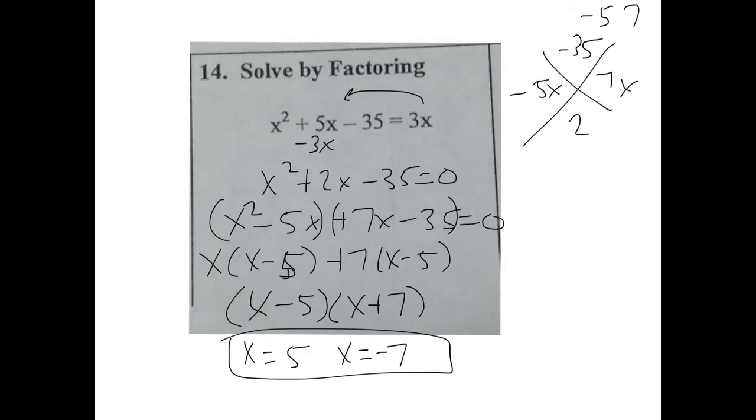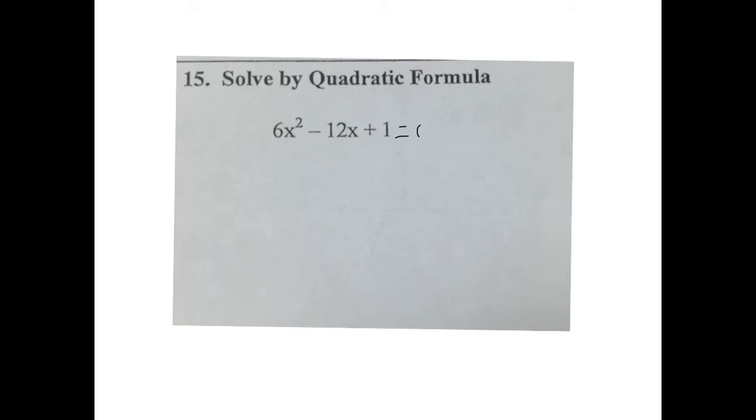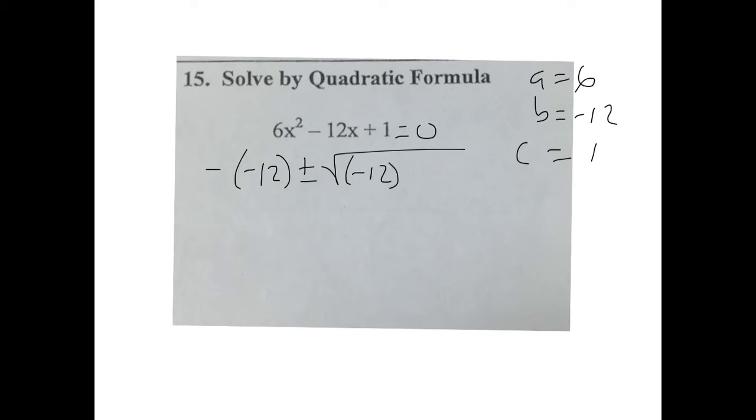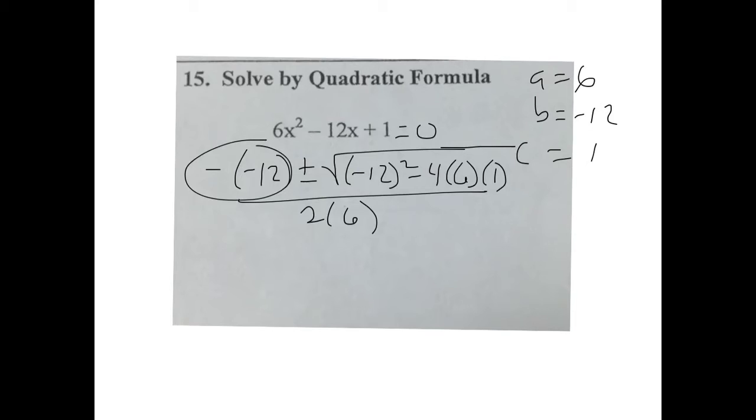Okay. It says use quadratic formula here, so I'm going to use quadratic formula. A is 6, B is negative 12, C is 1. So it's the opposite of my B, plus or minus the square root of negative 12 squared minus 4 times A times C, divided by 2 times A. The opposite of negative 12 is positive 12. 2 times 6 is 12.